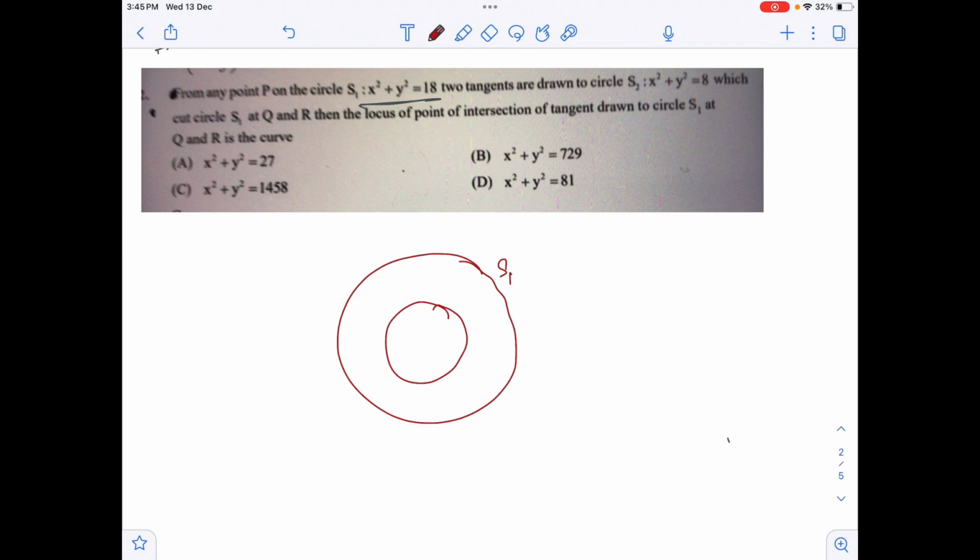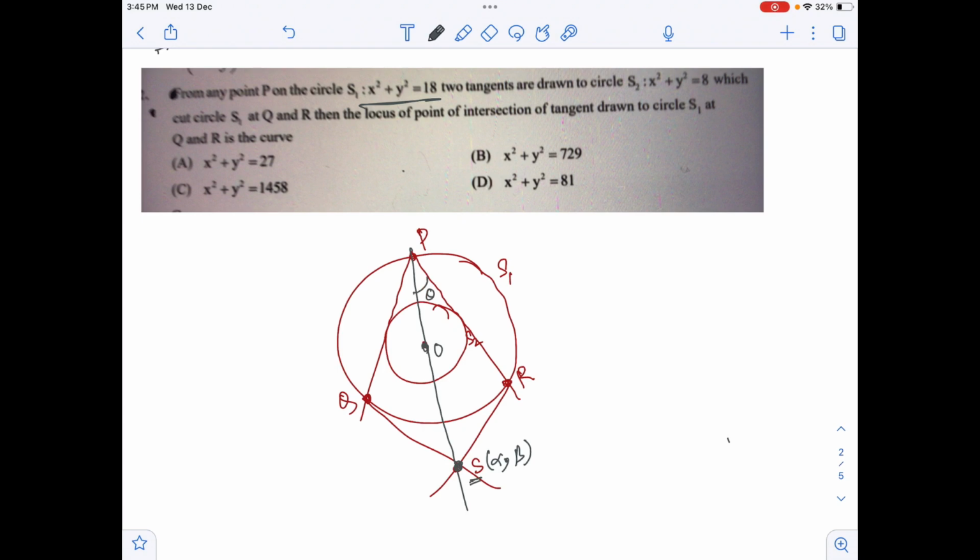So we have got S1, S2, any random point P, tangents drawn meet at Q and R. At points Q and R we draw tangents, and they meet at S. From the half-fold symmetricity of the problem, clearly POS is a straight line. So basically we have to find the relation between the x and y coordinates of point S. That's the meaning of locus.